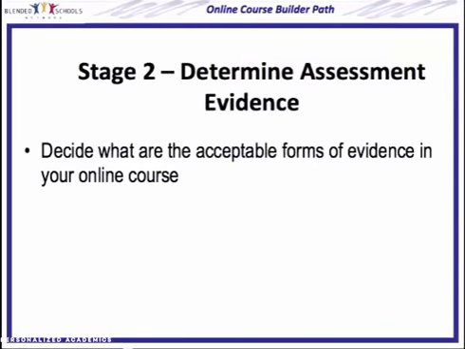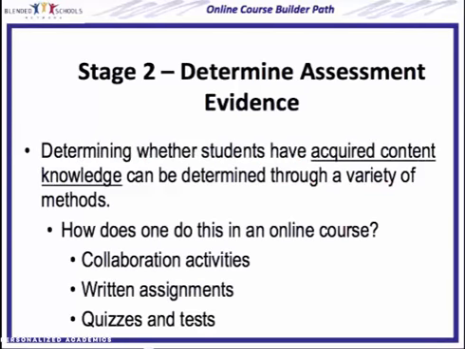So for Stage 2 in your online course, you have to decide what are the acceptable forms of evidence for your online course. Determining whether or not students have acquired content knowledge can be determined through a variety of ways in an online course. You can look at collaboration activities, written assignments, quizzes and tests, and certainly you want to look at projects.